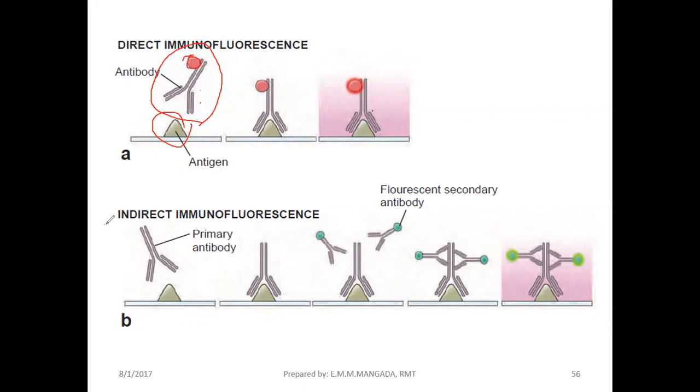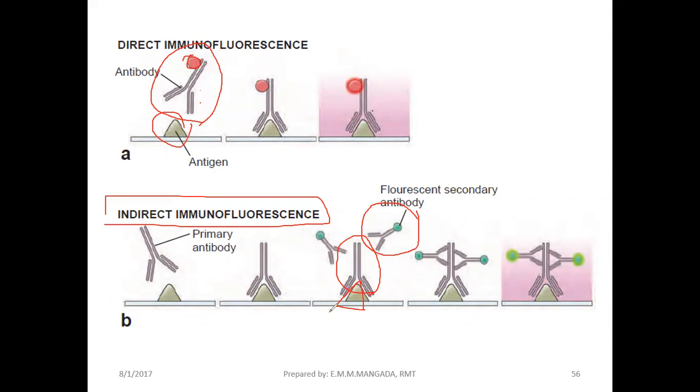Okay, in your indirect immunofluorescence, we have two types of antibody. We have the primary antibody. Again, the primary antibody is the one directed against the antigen of interest. Other than the primary antibody, we have the secondary antibody. It is the secondary antibody that is labeled in your indirect. Okay, unlike in your direct, it is the primary antibody that is labeled.